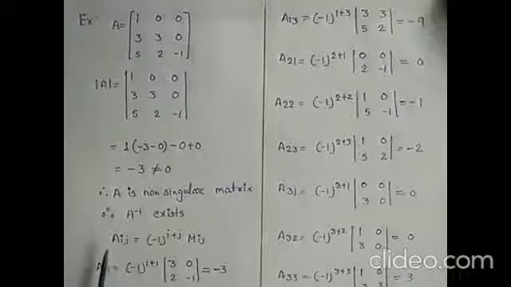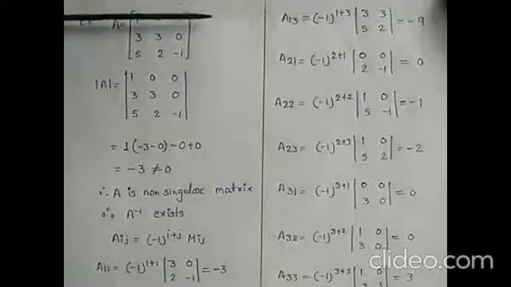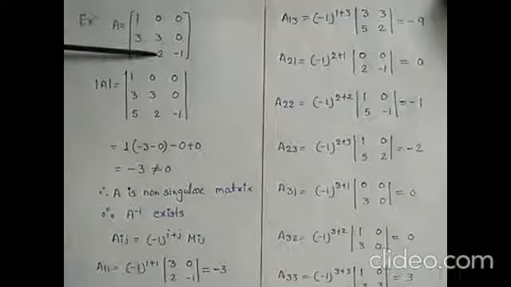We know the formula Aij equal to minus 1 raised to i plus j into Mij. You all know this, how to find it. This is A11. Minus 1 raised to 1 plus 1, hiding first row and first column. What remains? 3, 0, 2, minus 1. You know, no need to explain it, okay? Answer is minus 3.